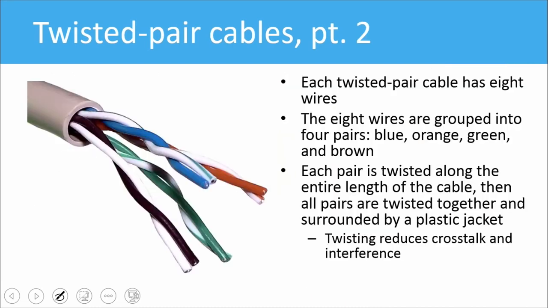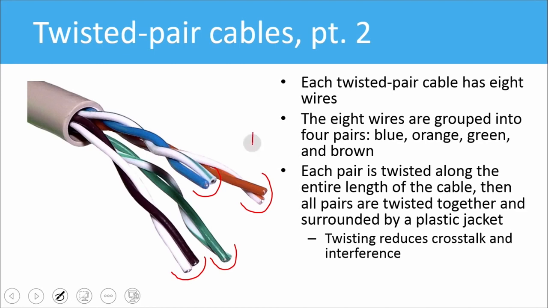All right, part 2 of our twisted pair journey. Each twisted pair cable has 8 wires, and those wires are grouped into 4 pairs. Notice here we have a brown pair, we have a green pair, a blue pair, and then an orange pair.